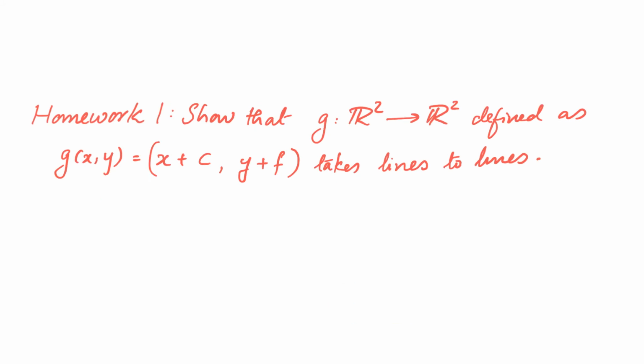Now we can use the special case to prove the more general case. But to do this, we need one other result. And this result is not so difficult, so I leave the proof of it as an exercise. You should show that if you have a function g from R2 to R2 defined as g(x, y) equal to (x + c, y + f), then this function takes lines to lines. And here I do not mean lines passing through the origin, but all lines.